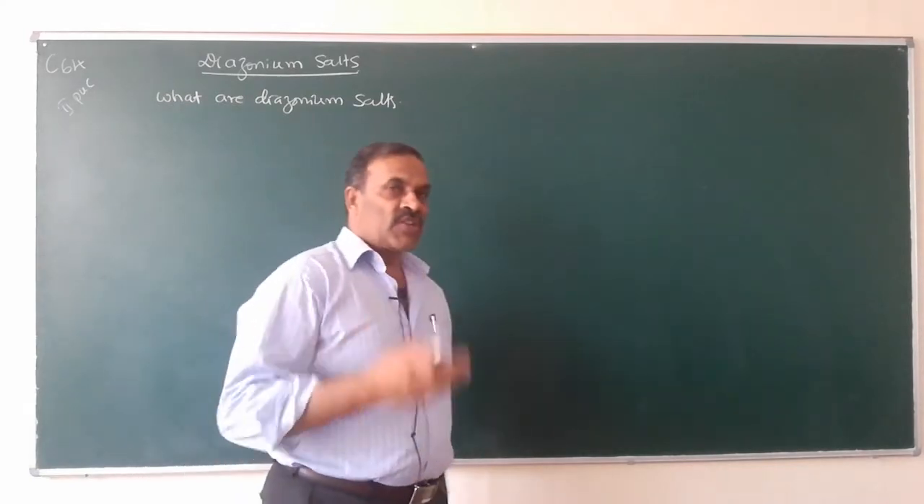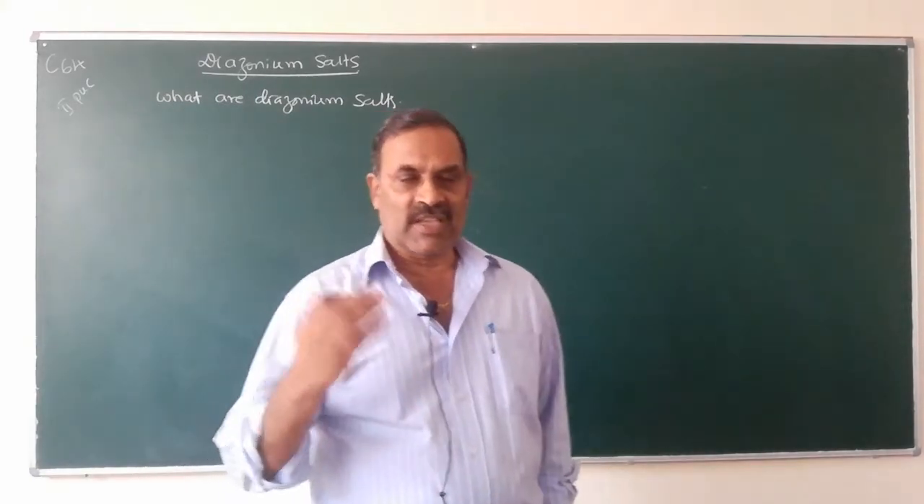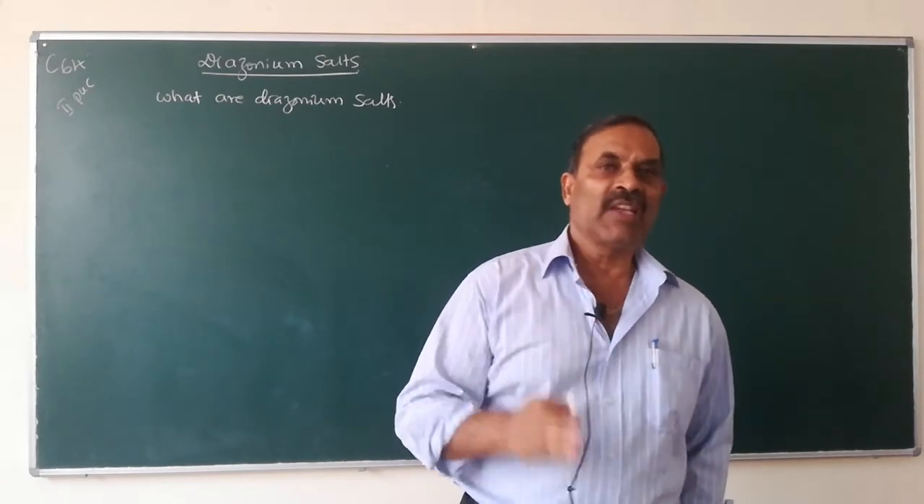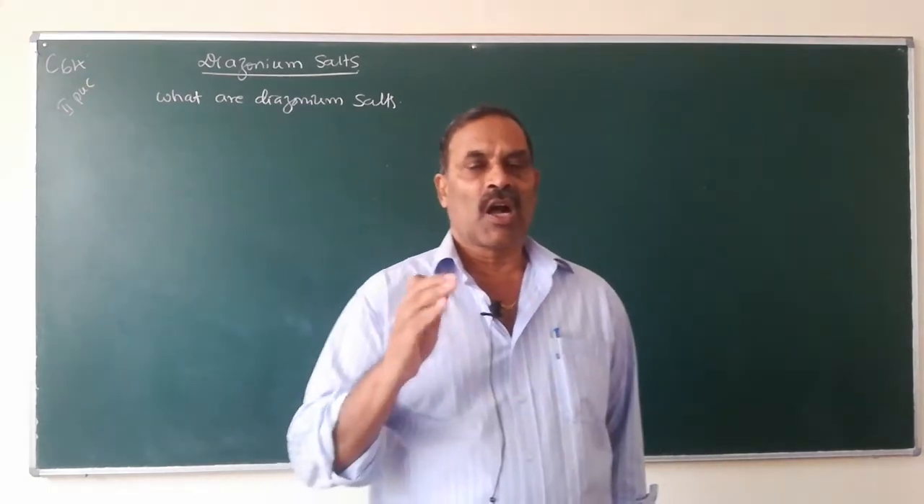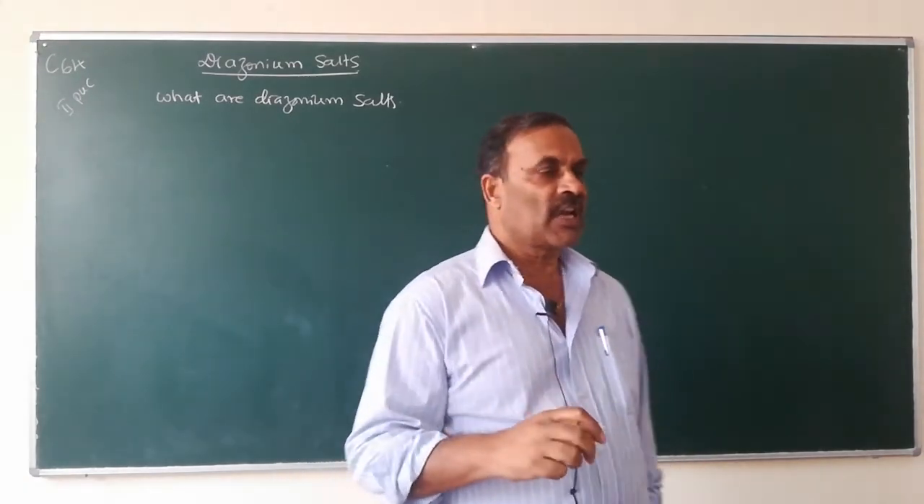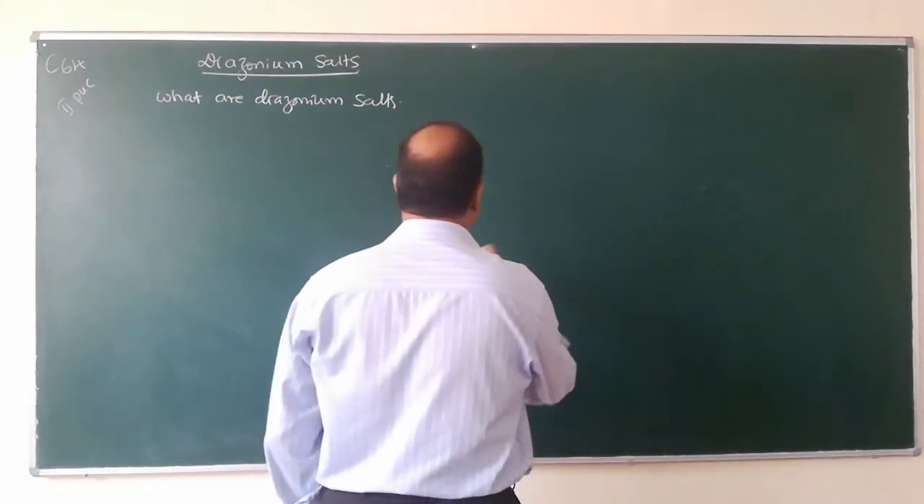So, the definition of diazonium salts is: the organic compounds having the general formula RN2X are called diazonium salts.